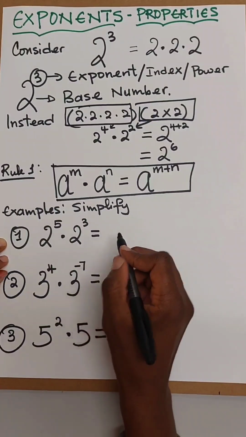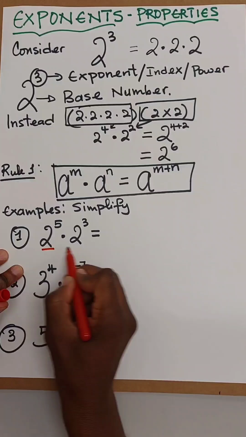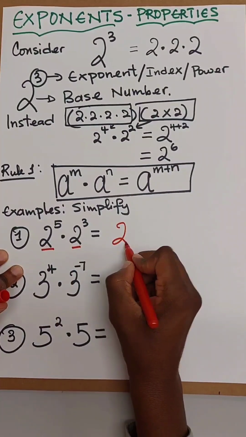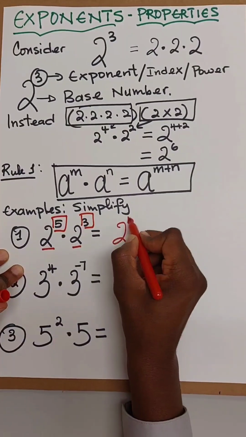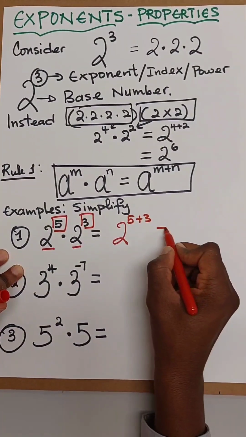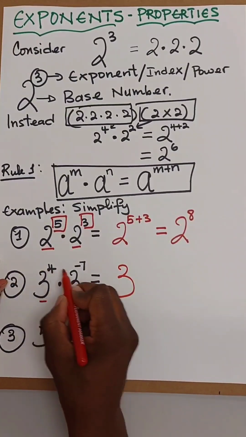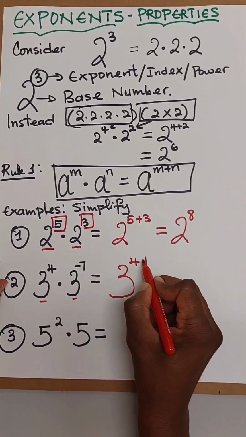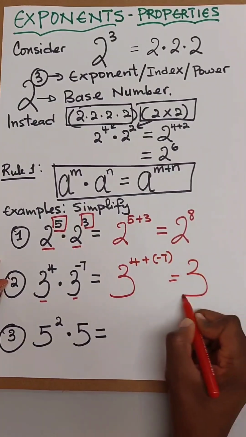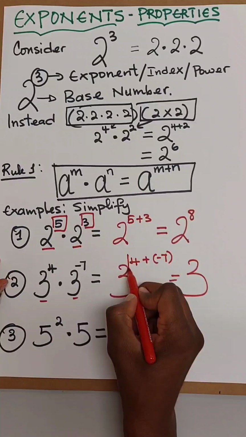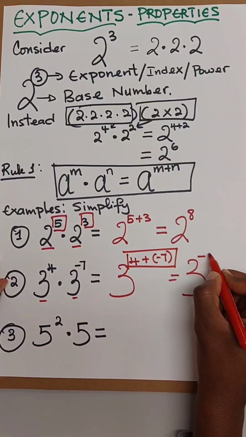Based on this rule, we want to keep the base number the same and add the exponents. So the base number is 2, we keep the base number the same here, and then we add the exponents. So we have 5 plus 3, and so we have 2 to the 8th power. Keep the base number, add the exponents 4 plus -7. The base number is 3. Now we solve this problem here. From our integers, 4 plus -7 is -3.